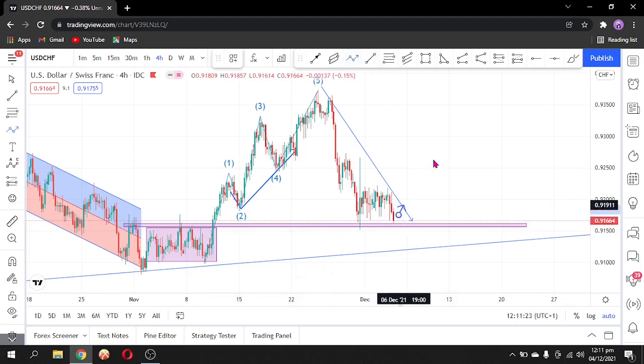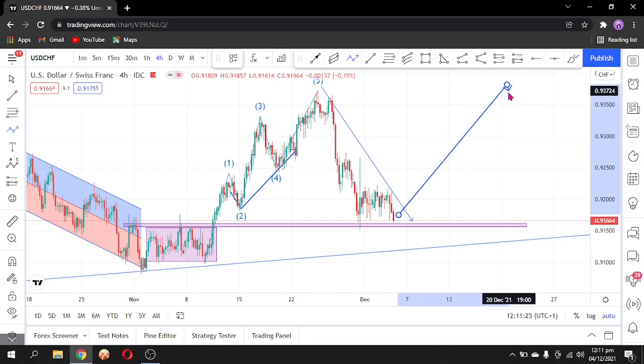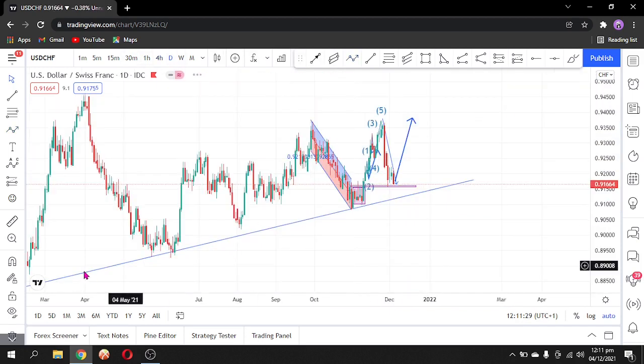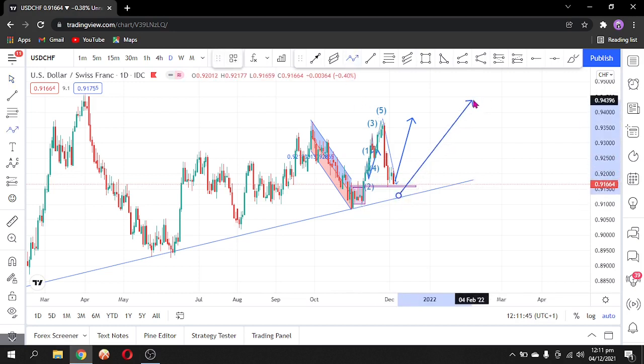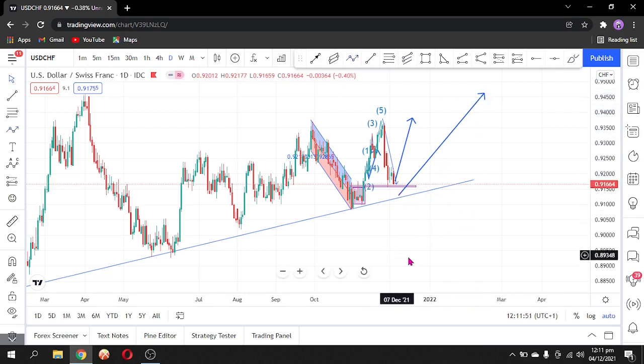We expect another push up because the overall trend on the daily is bullish. So if this doesn't hold, then price will push down to this bullish support before going back up, or we'll have a breakout of this support and then a bearish move. It all depends on what plays out.